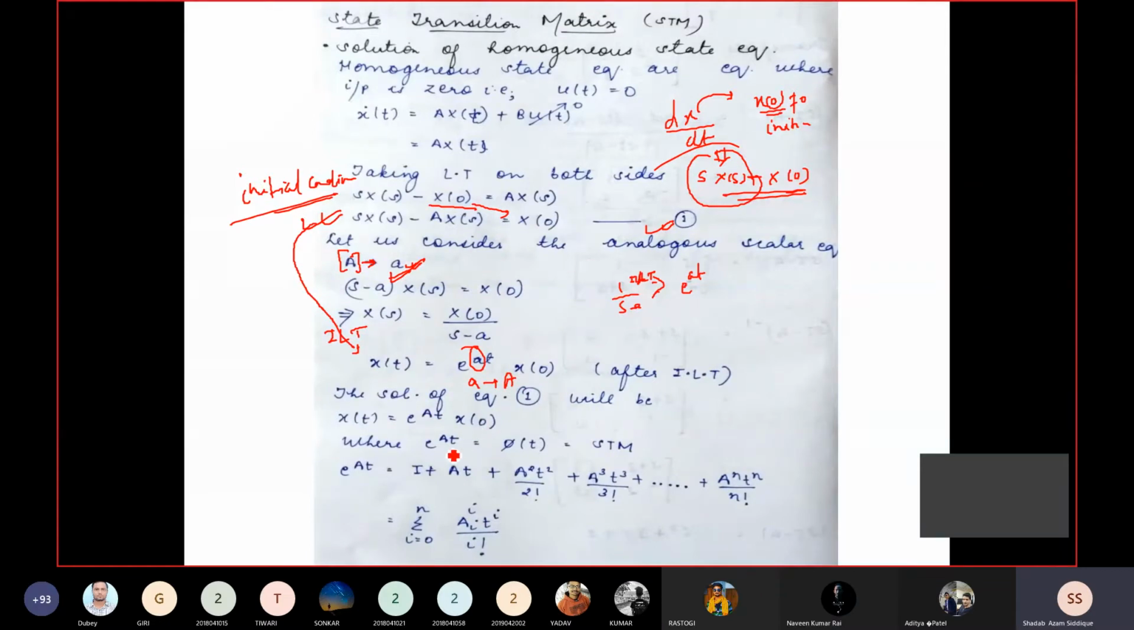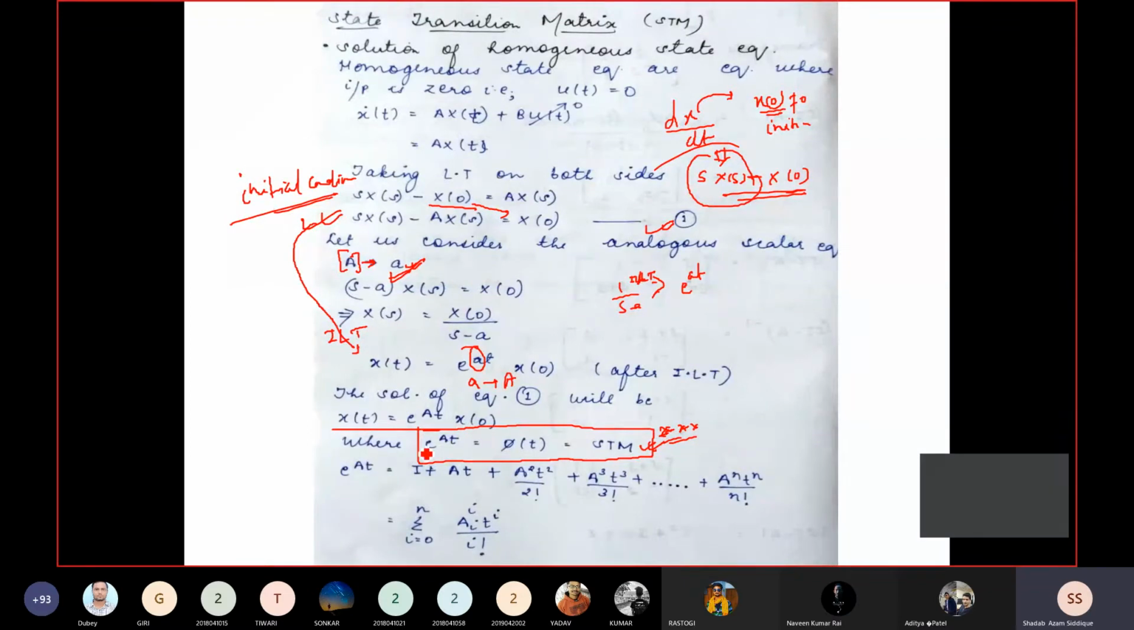Okay, e to the power At is nothing but phi of t, which is called the STM, state transition matrix. So just remember this: e to the power At is equal to phi of t, which is equal to the state transition matrix. This will be useful for us. If we multiply the state transition matrix with the initial condition, we'll get x of t.